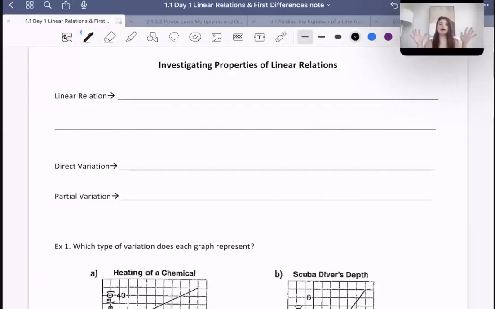Hello, everyone. Welcome back to day two about our linear relations. Let's talk about investigating properties of linear relations. Okay, so what is a linear relation?